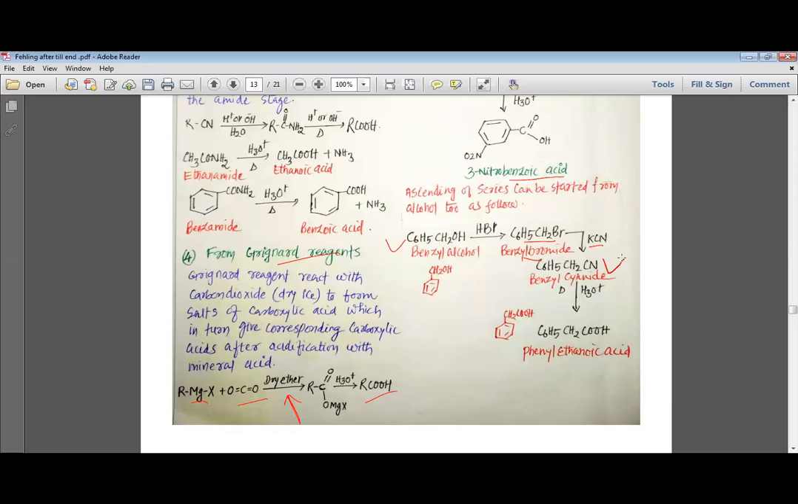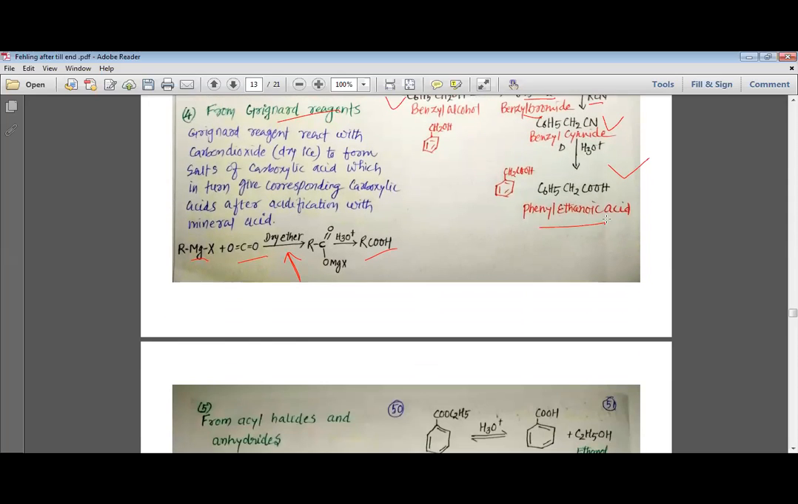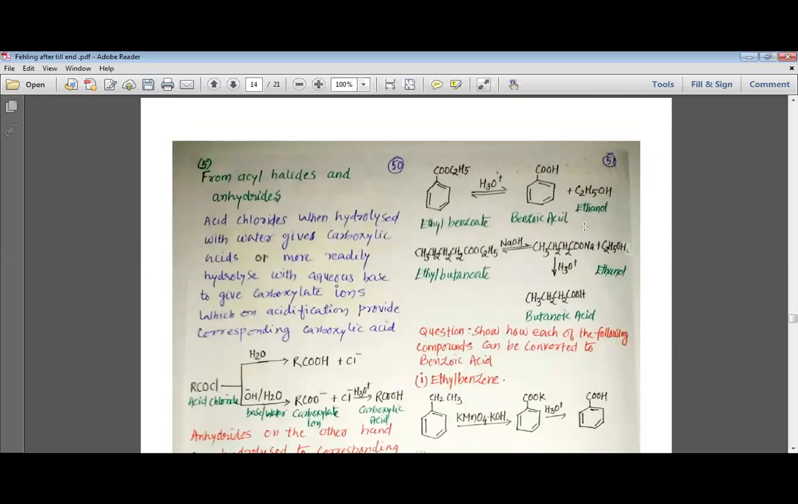Same way, my dear students, alcohols can also be converted first to alkyl halide and then to nitriles, and on hydrolysis, we can even get the carboxylic acid. The example is, if we take benzyl alcohol, by reaction with HBr, we get benzyl bromide, and then with this benzyl bromide, we can produce benzyl cyanide, and this benzyl cyanide is converted to phenylethanoic acid.